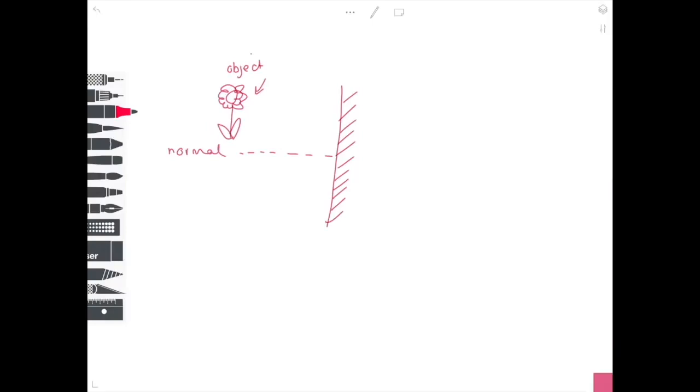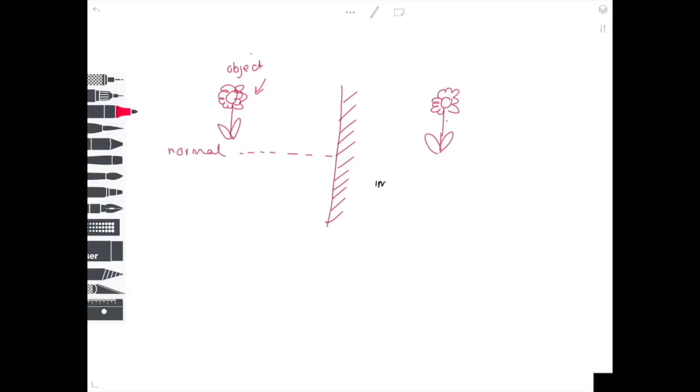So how does that object actually become an image in our eye? Well, light from an object strikes the plane mirror and is reflected from the mirror surface. And then after that reflection, the light strikes the eye of the observer. But what can we actually say about that image?